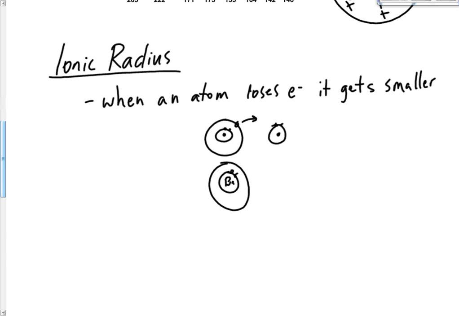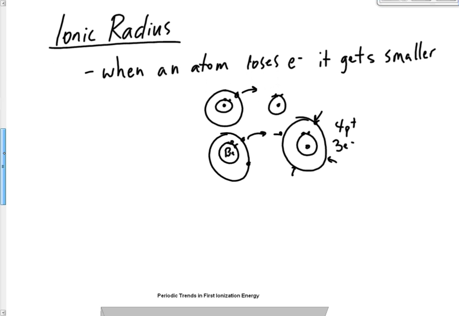We've got beryllium here, and it has 2 valence electrons. If it loses 1, it now has 1 valence electron, and it still has 4 protons. So it has 4 protons pulling on only 3 electrons. The effective nuclear charge, like we just talked about, is now greater when compared to the number of electrons. So it can pull those in just a little bit tighter when it has more protons than it does electrons.